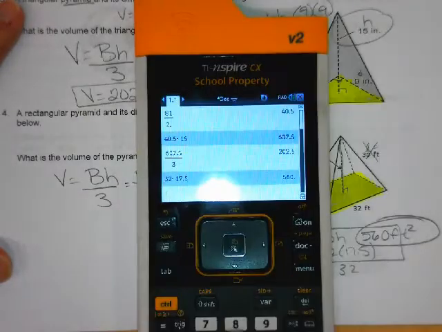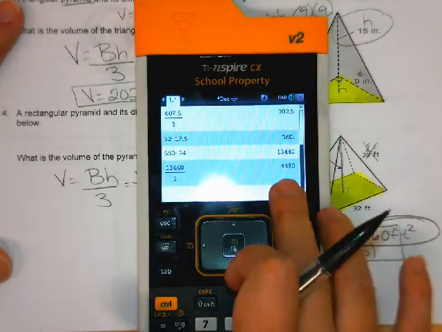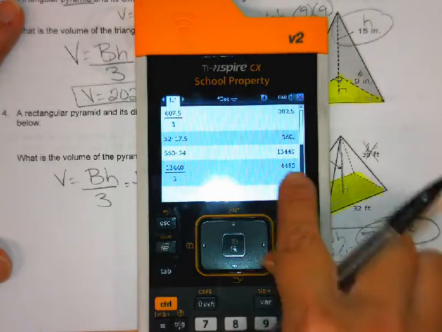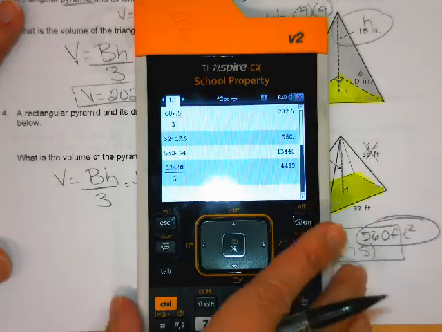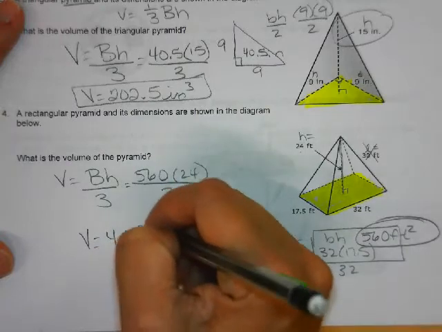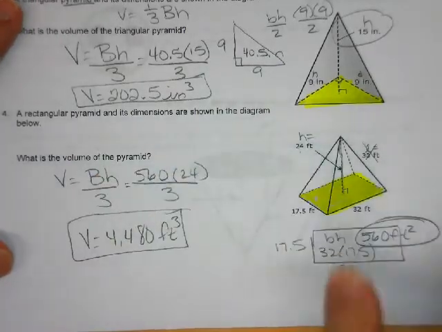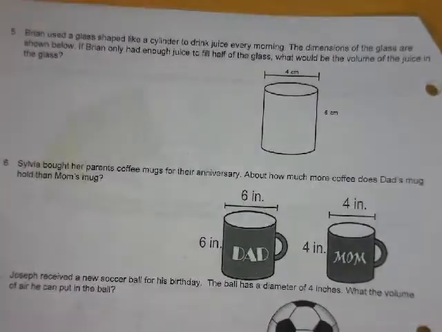So again, 560 times 24, and then divide by 3. And again, if you don't remember that divide by 3, chances are this answer is going to be a choice. So the volume is 4,480 feet cubed. I want to see your formula written every time. I want to see your numbers plugged in. After that, you can use your calculator.